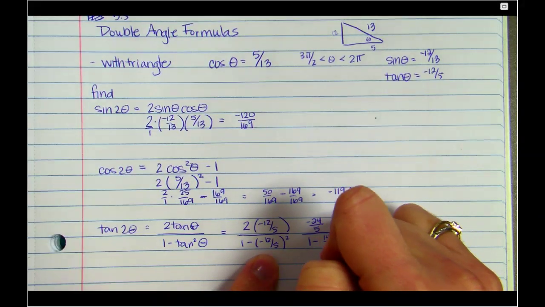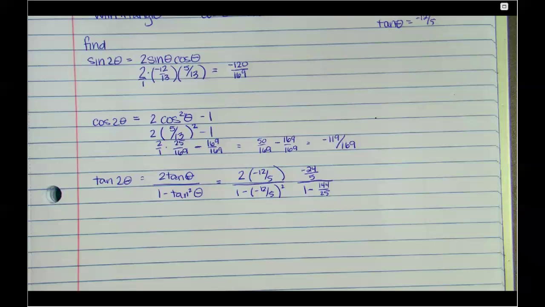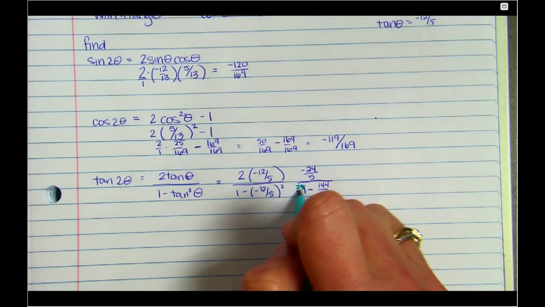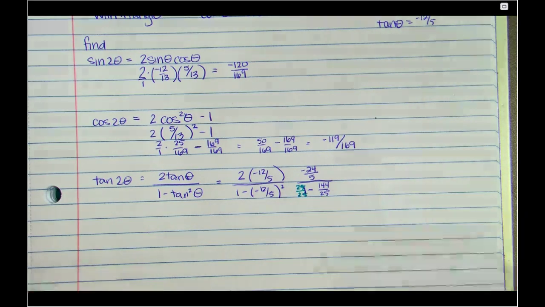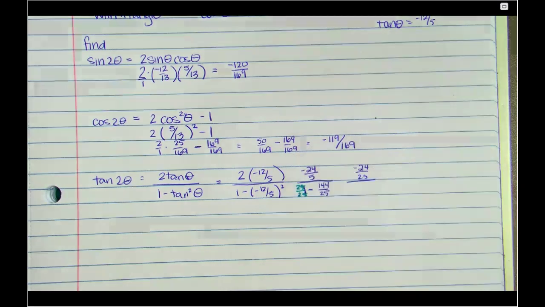144 over 25. Okay, now, common denominator. You guys, I'm going to be honest, I never do this in two steps. I always do it in one. What does this 1 turn into? 25 over 25. Right, 25 over 25. So now I can just do this. This is negative 24 over 25. And that is, Javon, you said negative 118? I don't think that's right.